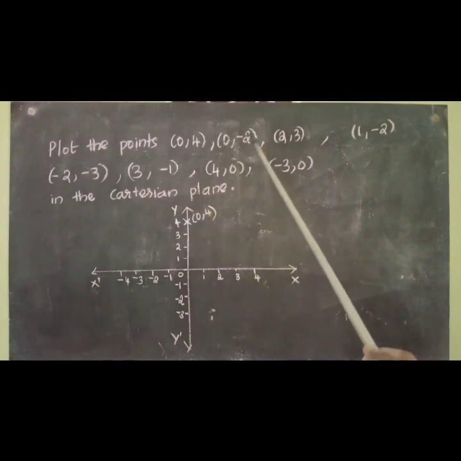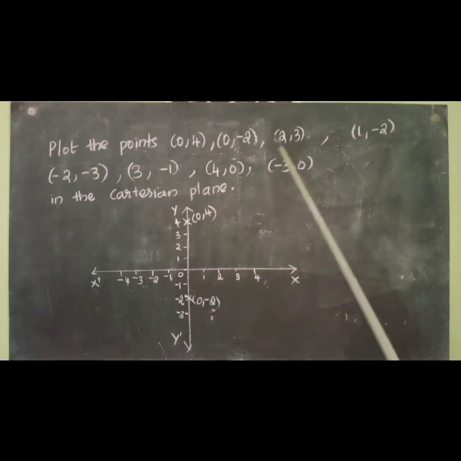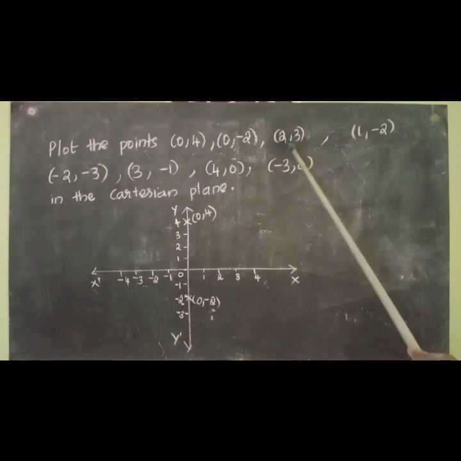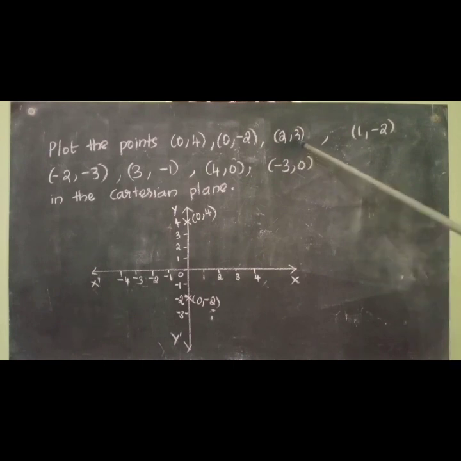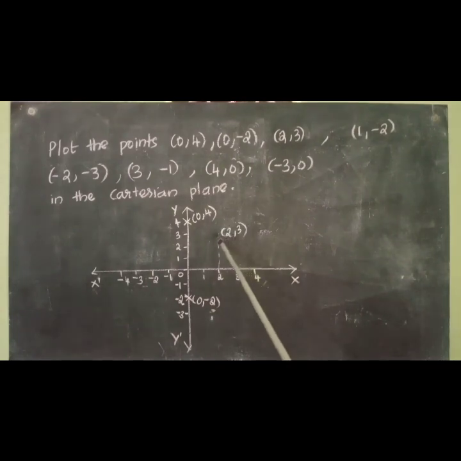Next point (0, -2): x coordinate 0, y coordinate -2, y coordinate only, so it is on the y-axis. This is the point (0, -2). Next point (2, 3): x coordinate 2, y coordinate 3. Y coordinate is positive, so we have to move in the upper direction. So x coordinate 2, first you find it. This is x coordinate 2, y coordinate 3, so 3 units up from 2. This is the point (2, 3).